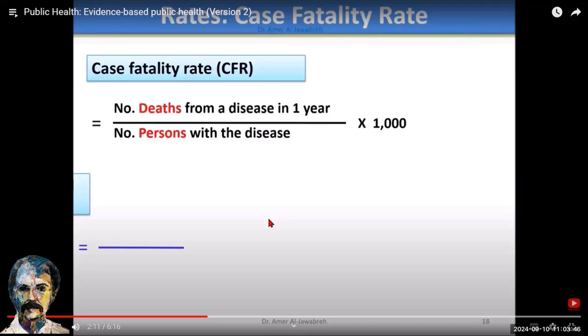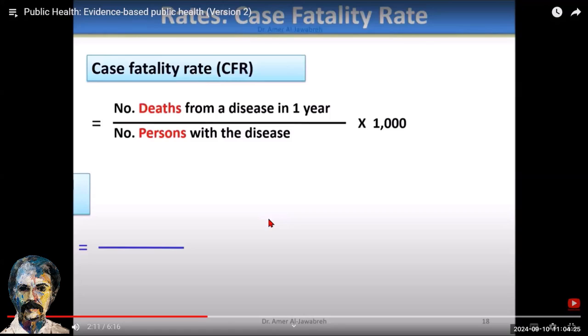It's case fatality rate, CFR. Fatality means death, but very quick death. Fatal, killer, not just normal. So case fatality rate is a special case of incidence rate or even mortality rate, and it's used in diseases that are quick in fatality, high killers, in a short period of time.